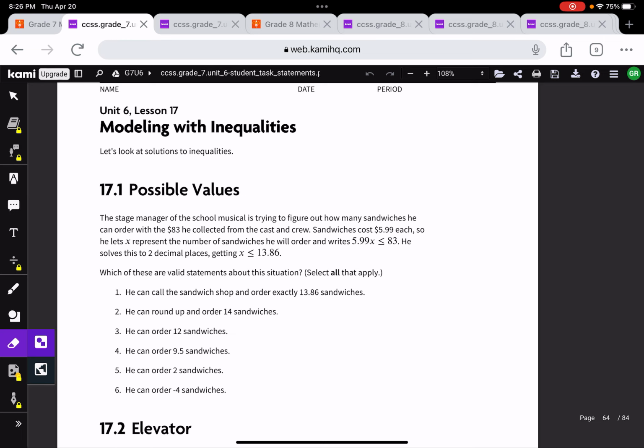He can order 2 sandwiches. Yes, I wouldn't recommend that, but he technically could. He can order -4. Well, any number that's less than 13.86 technically works. Except, again, now that we solved it, there's actual meaning to our answer. So technically -4 is less than 13.86, and it is a solution to that inequality, but not in this context. So we should probably circle 2, 3, 4, and 5. Again, 4 has an asterisk, depending on if the place sells half sandwiches, which most places do, maybe. I don't know.